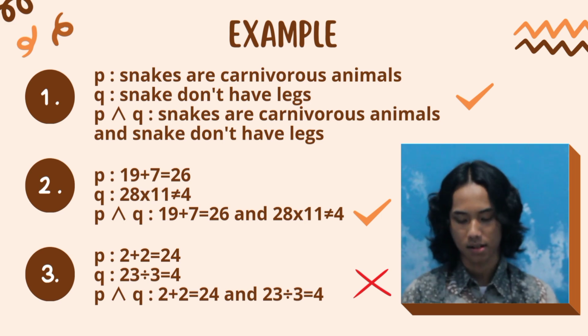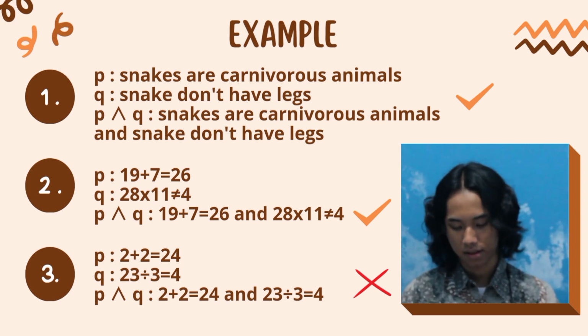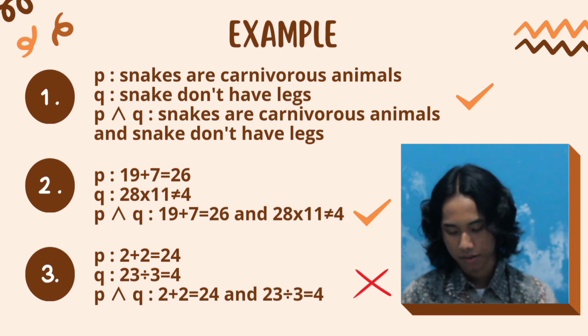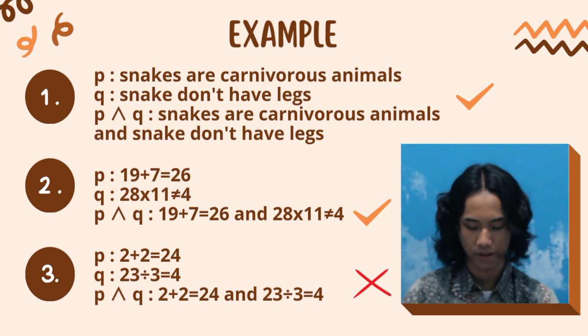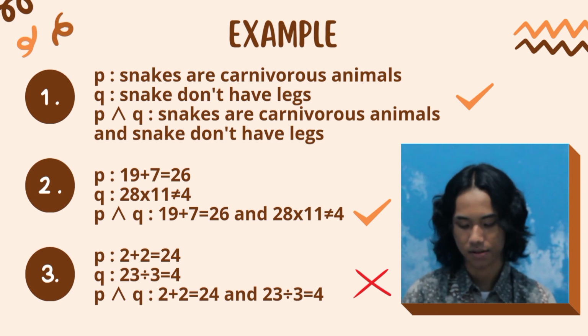The second example is P: 19 plus 7 equals 26. Q: 28 times 11 is not equal to 4. P conjunction Q is: 19 plus 7 equals 26 and 28 times 11 is not equal to 4. The truth value of this sentence is true.